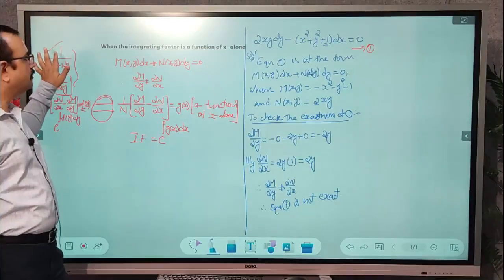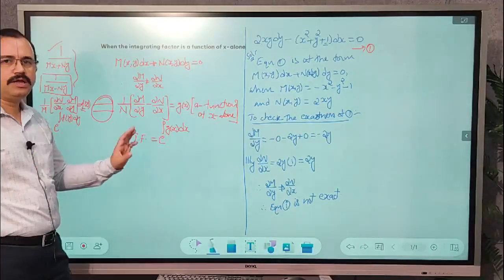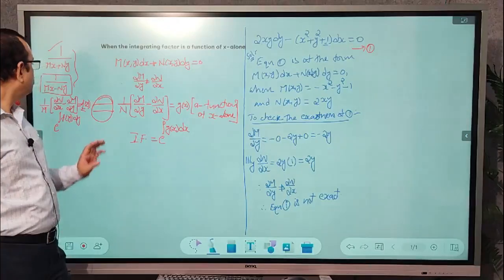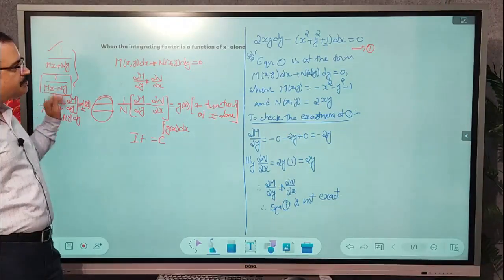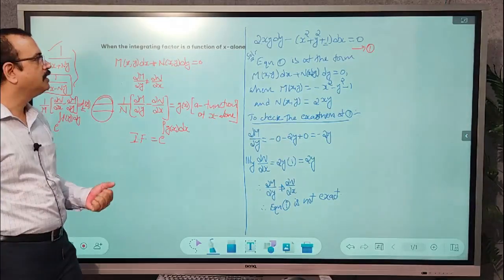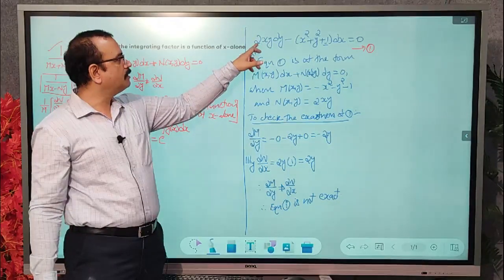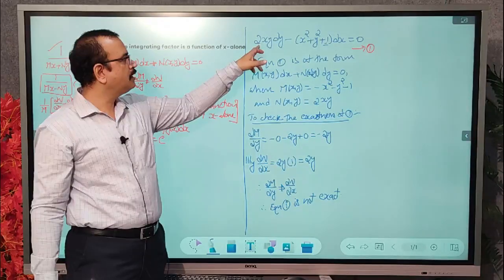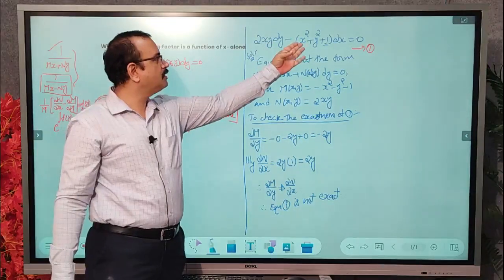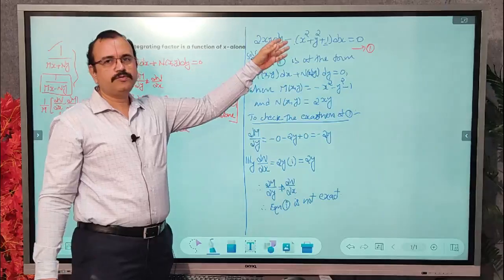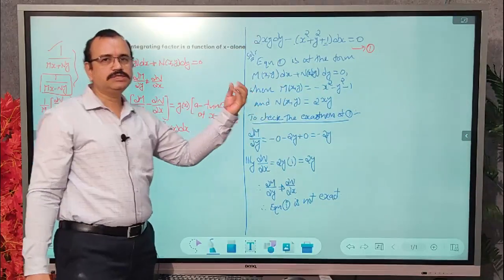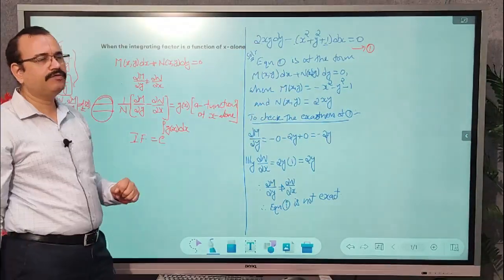So therefore 1/(Mx+Ny) is not an integrating factor. Similarly, next we have to check whether 1/(Mx−Ny) is an integrating factor or not. But here we don't have the product terms. Suppose here if I take x as common, then no product terms. Here also if I take y as common, no product terms. So therefore 1/(Mx−Ny) is also not an integrating factor.